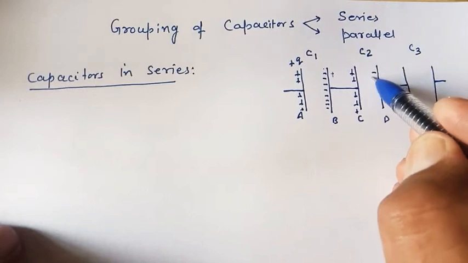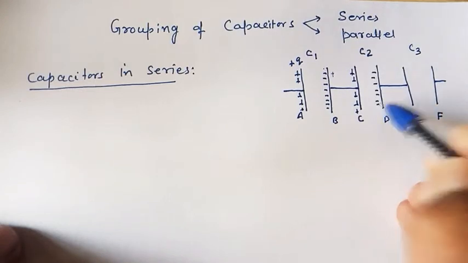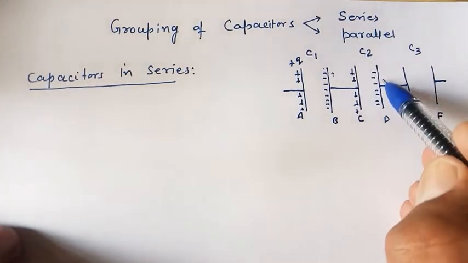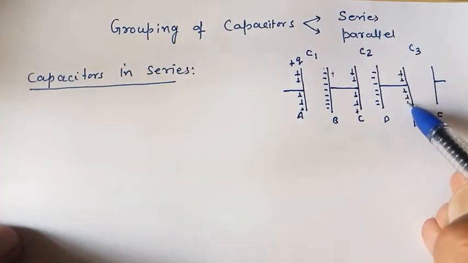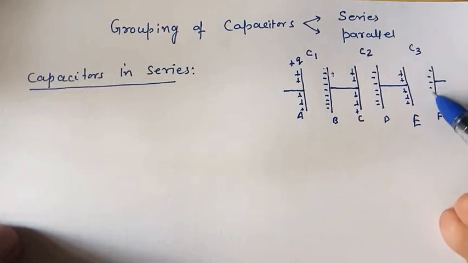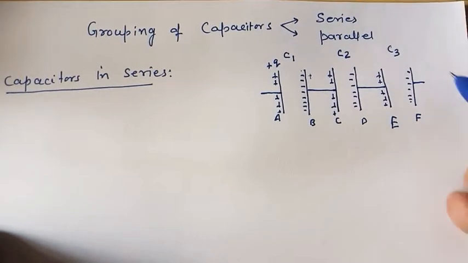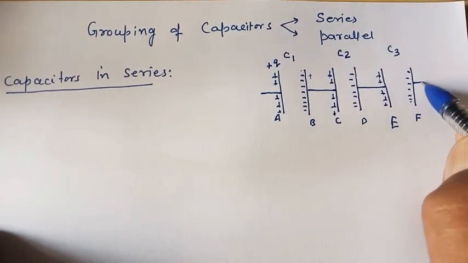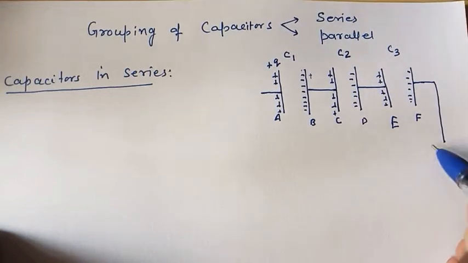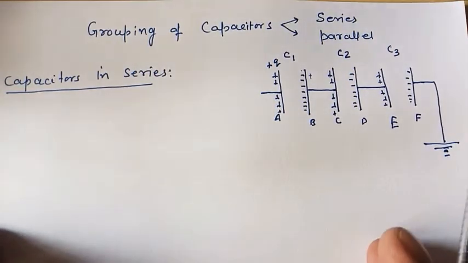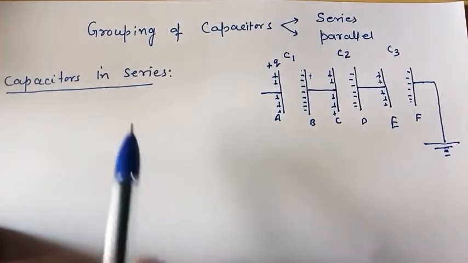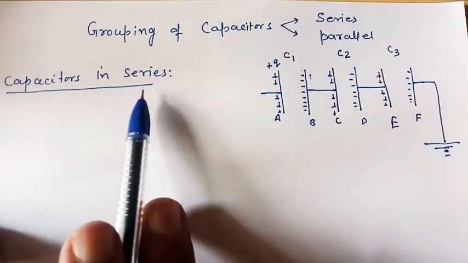Similarly, it induces an equal negative charge, and the positive charge here will go here, and here negative charge. The positive charge that appears on this side goes to earth, as we have connected this side to earth. So this is a simple method, that is, capacitors in series.